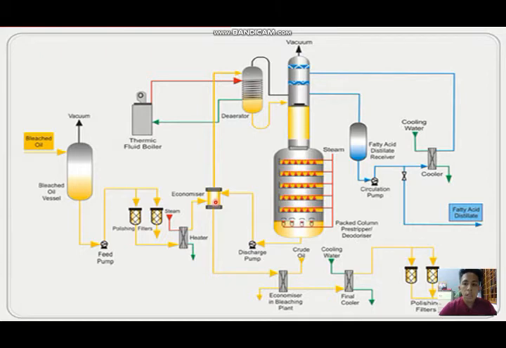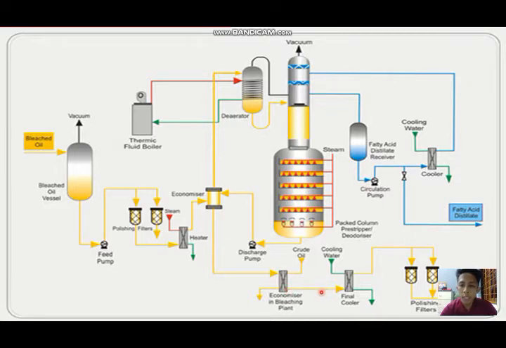The oil will go to the deaerator, and the function of the deaerator is to remove dissolved gases from boiler feed water, so it will prevent any corrosion for the system. Next, the oil will go to the deodorizer process. Then from the pack column, the oil will enter the economizer again and reach the economizer in bleaching plant.